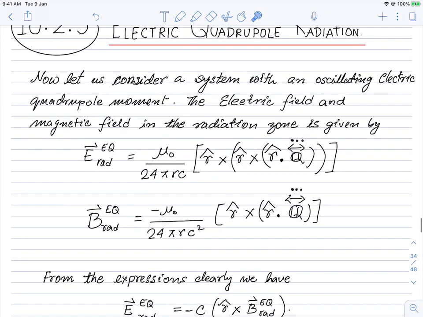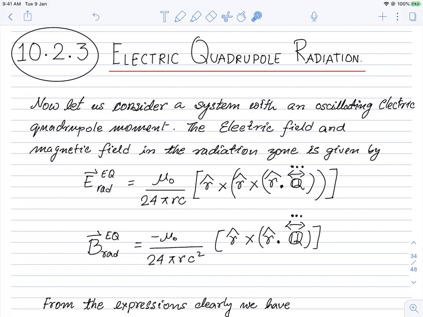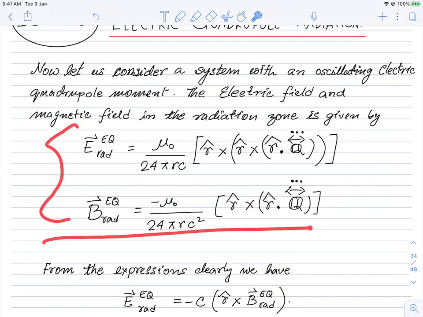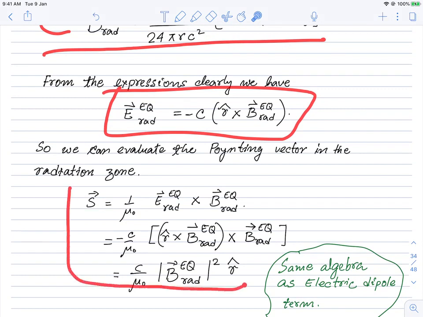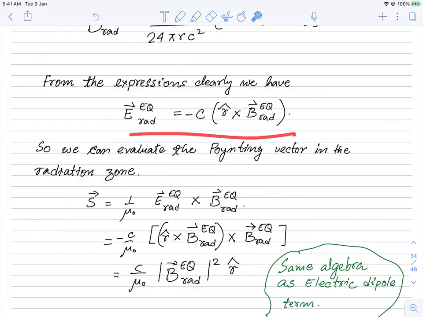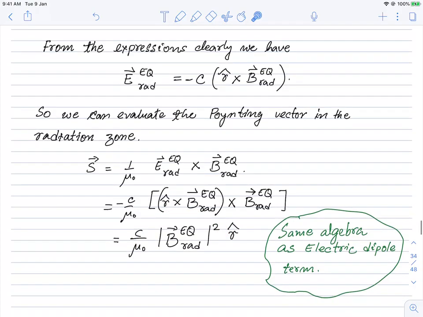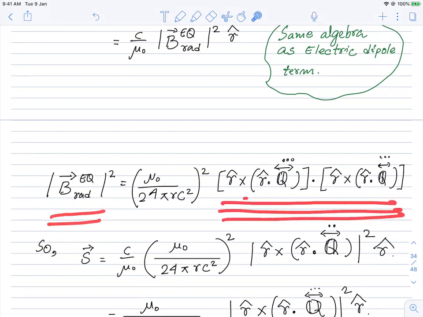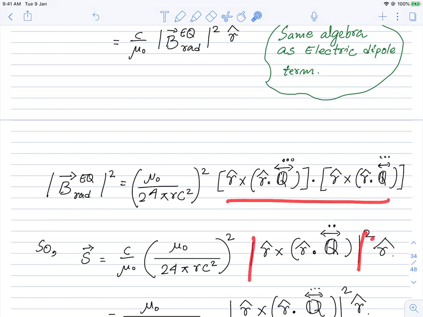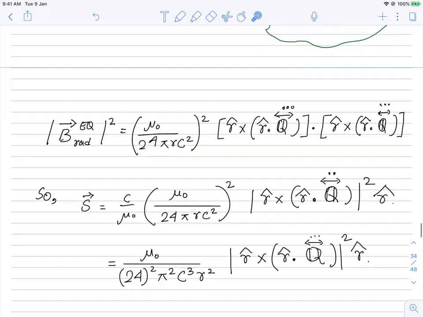Anyway, now let's move on to the next term, that is the quadrupole term. Here also the drill is the same. The electric and magnetic fields are known. They satisfy this relation. So you can find the Poynting vector and eliminate one of the electric field or magnetic field using this relation. Then you can get it in terms of the magnetic field squared, and it's also directed along the r hat direction by construction. It's the same piece of algebra as before. Now you have to find the magnetic field squared. That would involve finding the square of these two terms. This is like a vector, and you have to find the mod of this vector squared along the r hat direction. And that is the Poynting vector.